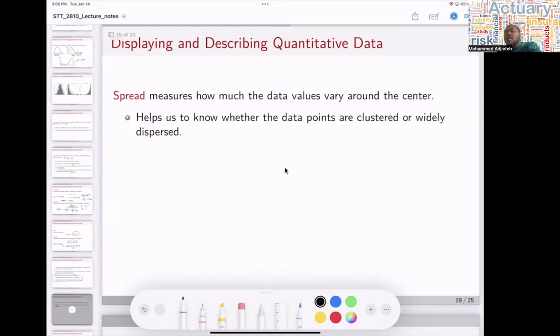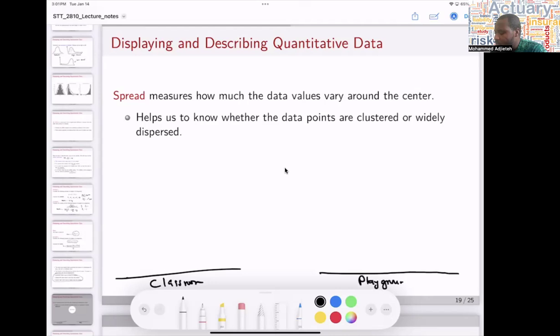Now we also want to learn how to describe the spread. So the spread measures how much the data values vary around the center. So let's look at these two situations here to explain why we need a spread. So for example, let's look at situation 1 here. So let's say this is the classroom. And then let's look at this place. Let's say here is the playground on Saturday morning. So in this classroom, let's say people are here.